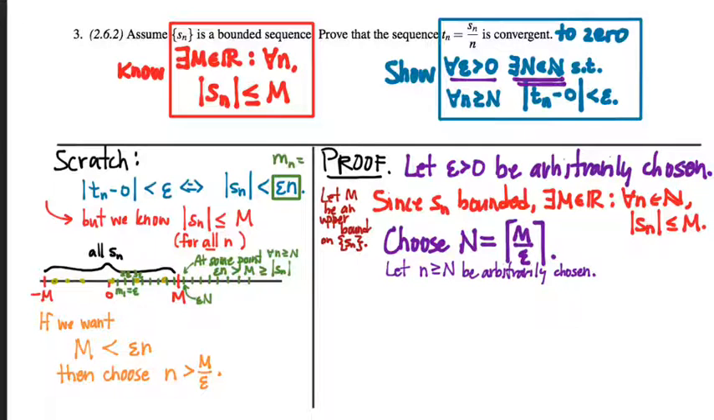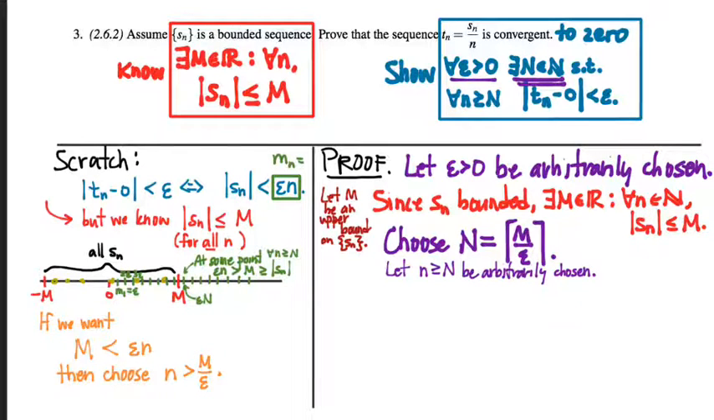Okay. So now how do we establish the last part of this claim, that for the little n that was arbitrarily chosen for us, and for the epsilon that was arbitrarily chosen for us, that this inequality must be true?